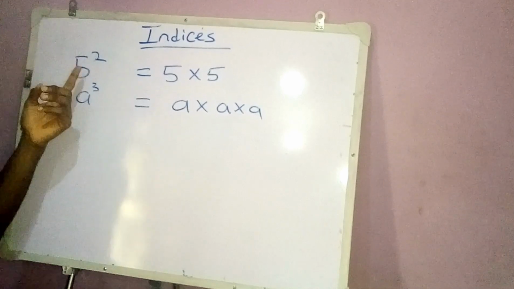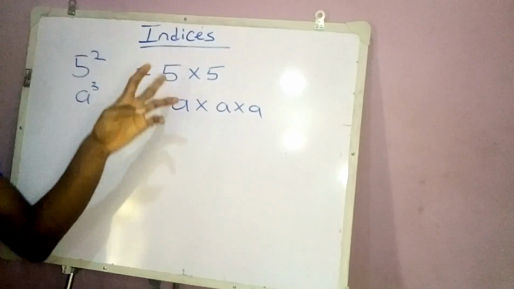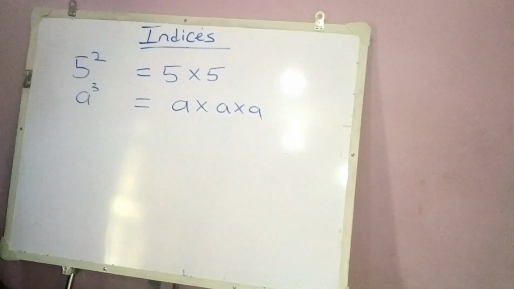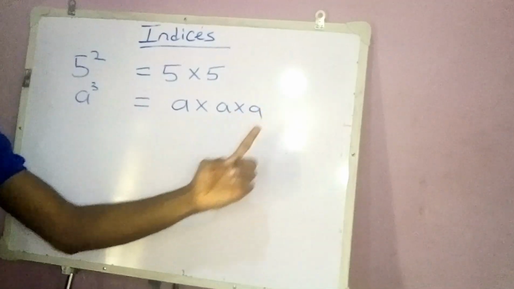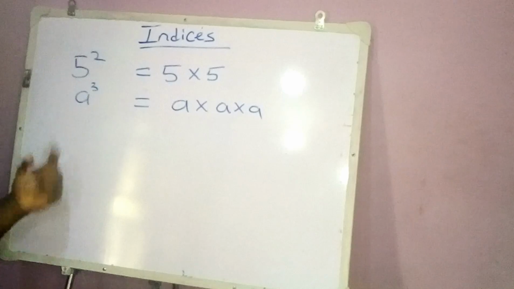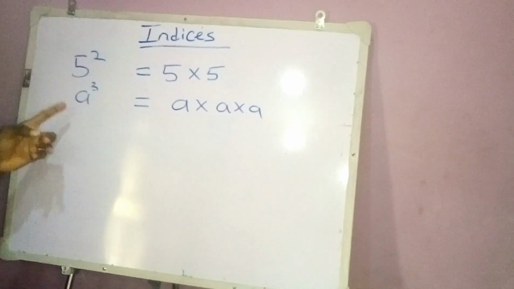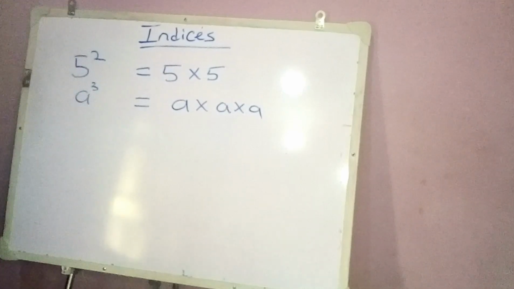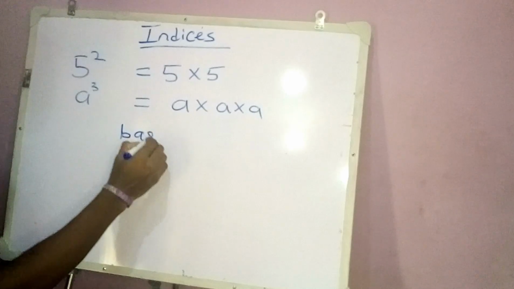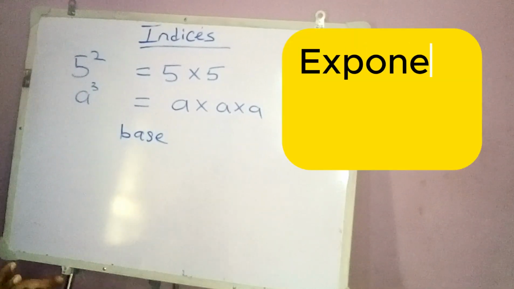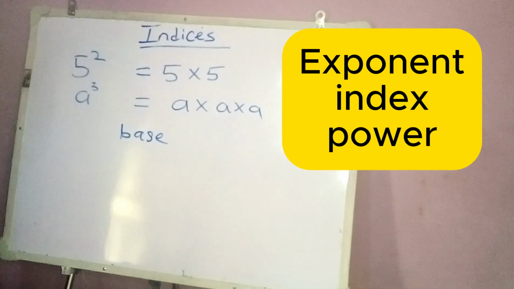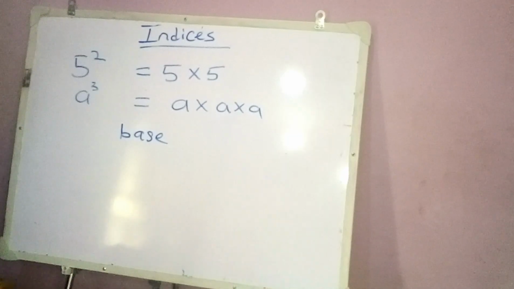When we say 5 squared, it can also be written as what? 5 times 5. When we say a cubed, it is also what? A times a times a. Now, in these two scenarios, 5 or a can be referred to as what? Base. While 2 and 3 are referred to as what? Either your exponent or index or power. Depends on the one you want to use.